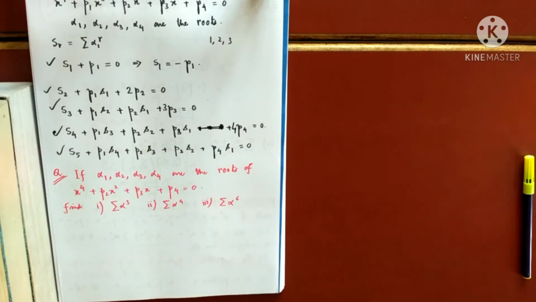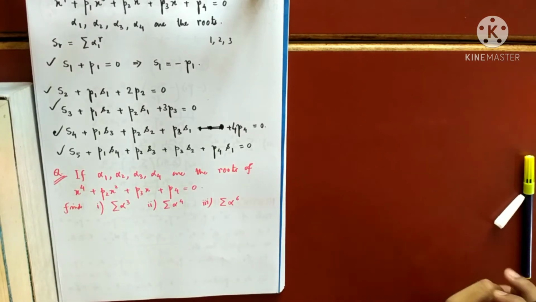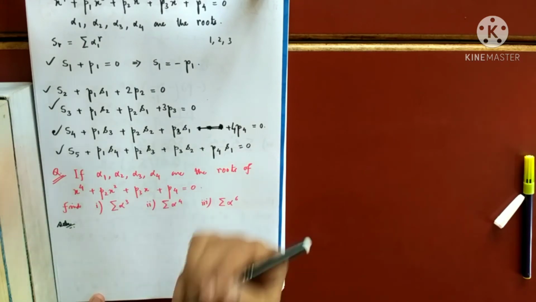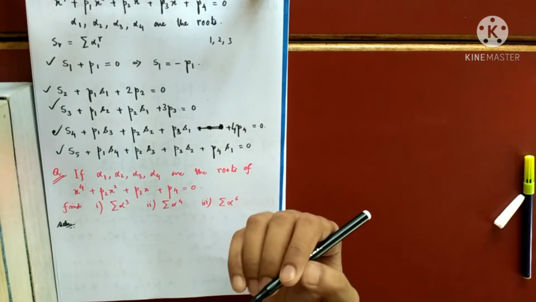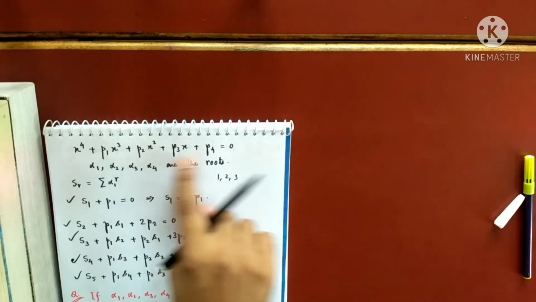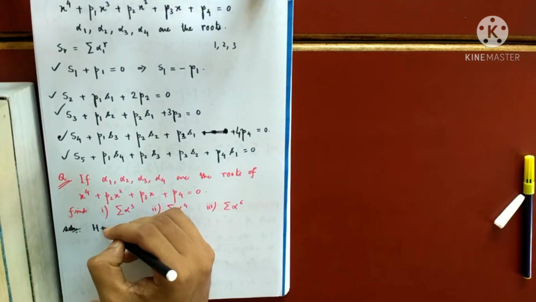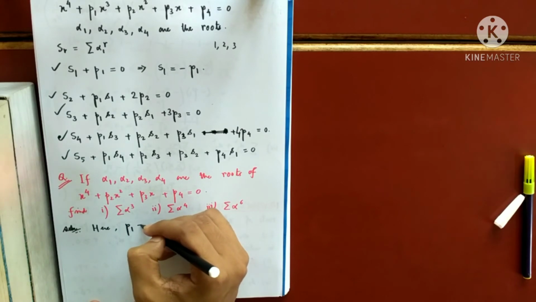So let's start. Keep in mind that here P1 is 0. Okay, so solution. If you compare this original equation with the standard form, what is the standard form? This was the standard form, you may write it down. So here P1 equals 0.